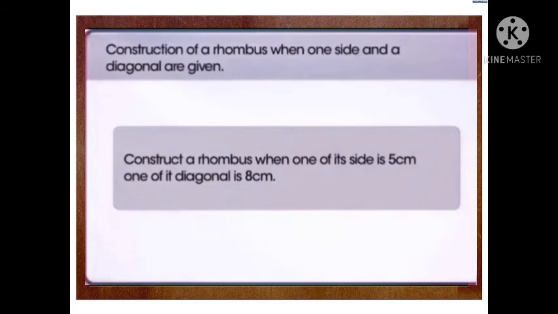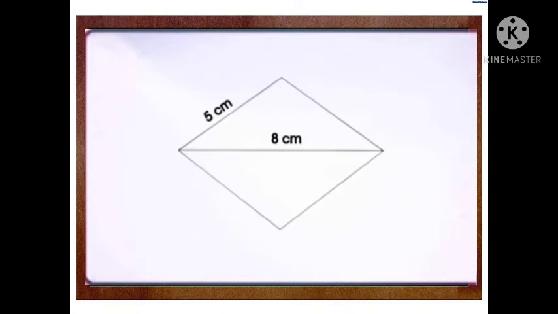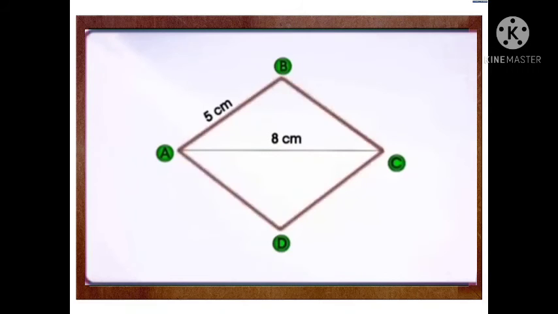Now we construct a rhombus when one side and one diagonal are given. To construct a rhombus when one side is 5 cm and one of the diagonals is 8 cm. Here is the rough diagram of the required rhombus. We know the property of diagonals of a rhombus. Diagonals divide the rhombus into two isosceles triangles.